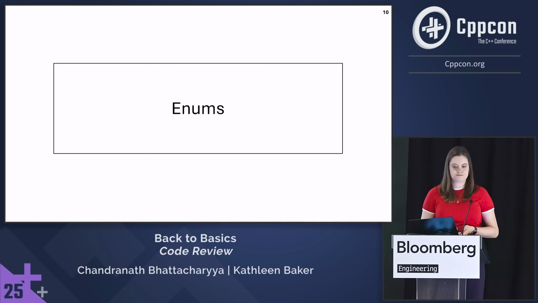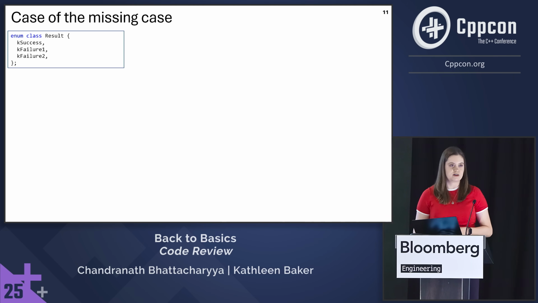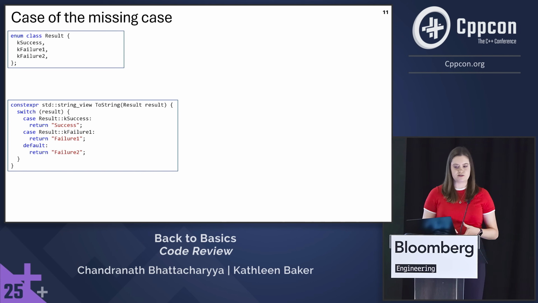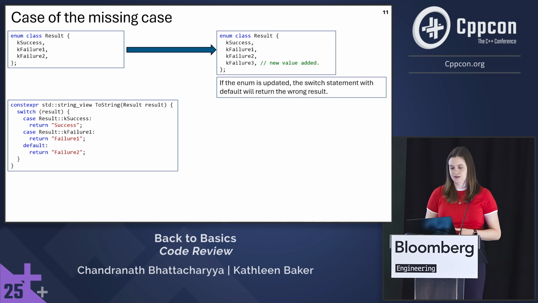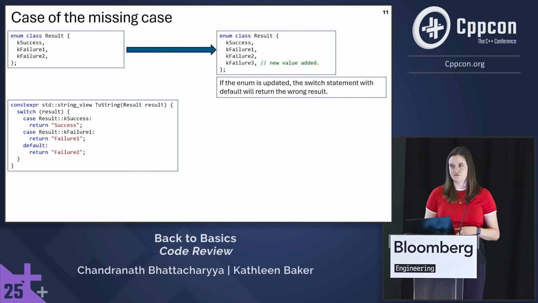Next is enums. Case of the missing case. We have an enum class Result, and it has three values. We're using the enum in a switch statement here with a default. So this is fine. If we pass in failure 2, it hits the default, returns failure 2, and it works. However, if we add a new value, the switch will now return a wrong value for failure 3. So if we pass in failure 3, it's going to go to the default and return failure 2.